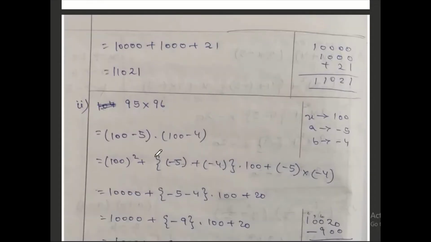Now the second question also we can start the same way. 95 into 96. The same formula will be utilized. So the nearest round figure to 95 is 100. So 100 minus 5 you can break. Then 96 also let us break by 100 only. Both the numbers will be broken by the same number. So 100 minus 4. So x is your 100 because both the first numbers are matching. A is minus 5, b is minus 4.